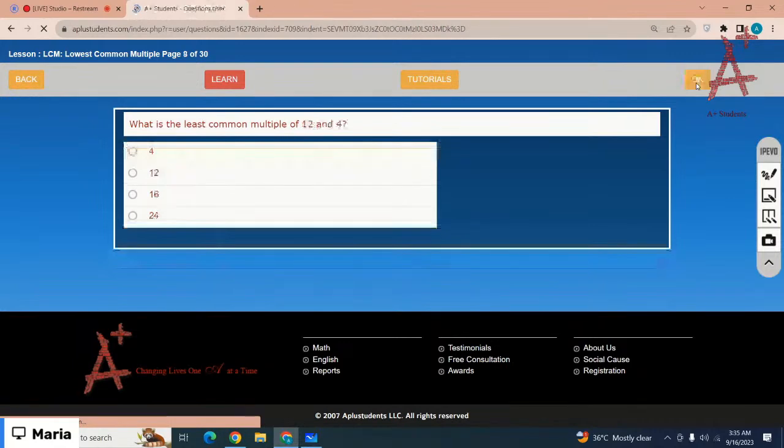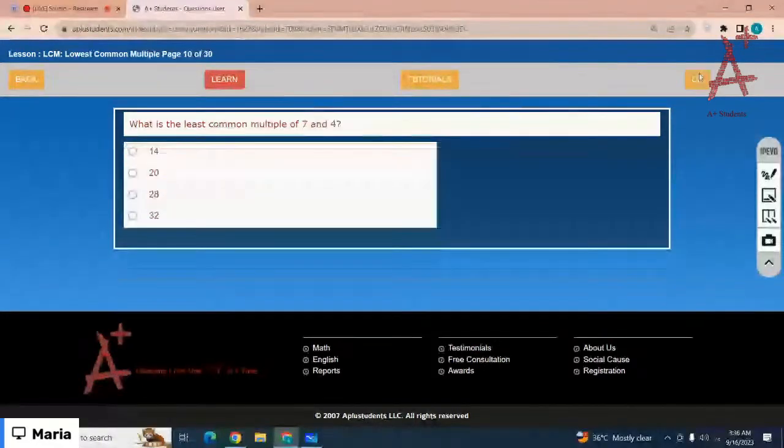Okay, what is the least common multiple of 12 and 4? Now we're going to find the answer from the options. So 4 is divisible by 4 only, but not by 12 because 4 is less than 12. So 12 is the number that can be divided by 4 and by 12 also. The option is divisible by both numbers, right? So yes, that is 12. Very good.